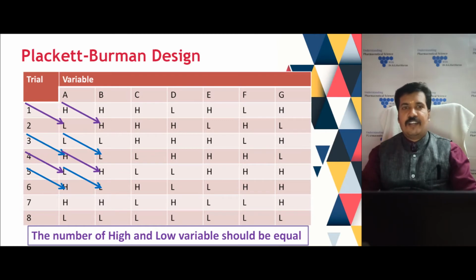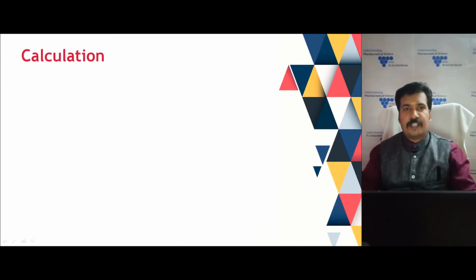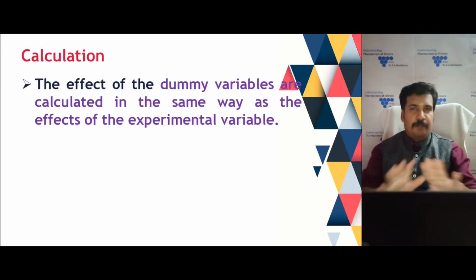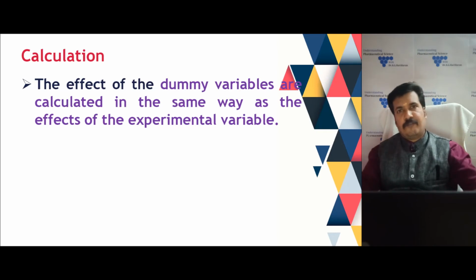So first we will do that. Then we will run the experiments, get the readings, and start performing the calculation. We will perform the calculation irrespective of whether it is an original variable or a dummy variable. We will perform the calculation in the same manner. Then we will end up with results.